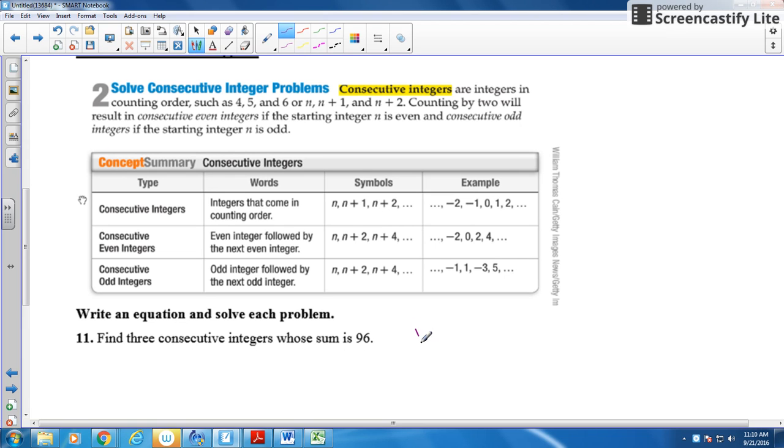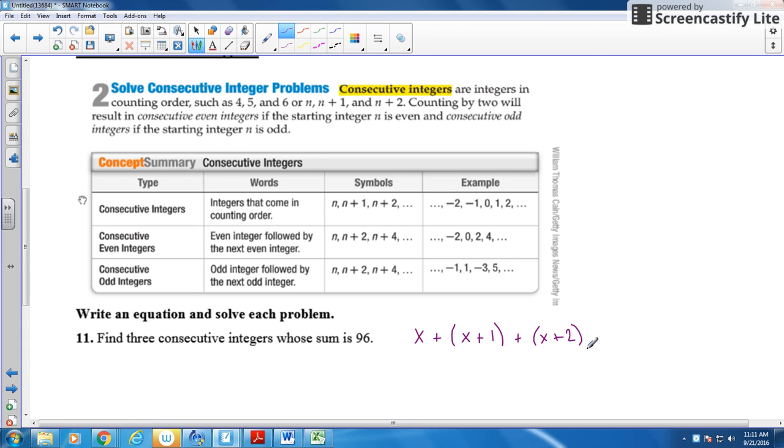So our first integer, we're going to represent by x. It's talking about a sum of integers, so I'm going to add them together. My next integer is going to be x plus 1. And then my third integer will be x plus 2. So there's my sum of 3 consecutive integers.